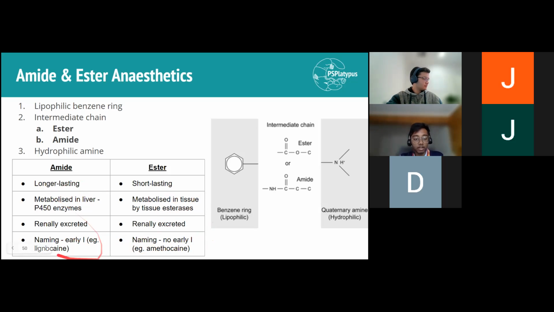But yeah, when it comes to naming, for amides, you can think of it because it has an I in amide, the names for amide anesthetics have an early I. So for example, lignocaine has an I after the L, but esters have no early I. So amethocaine does not have an I here. That's actually convention, so it's very useful to remember it that way.